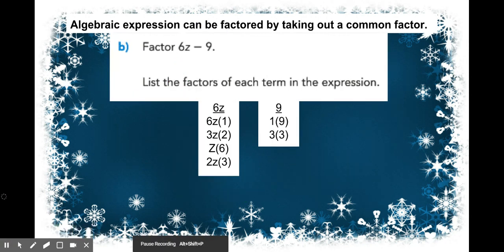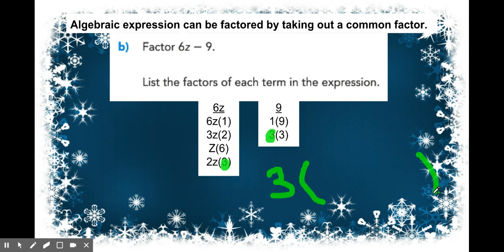All right, now let's look at factoring 6z minus 9. Well, first I have to say, okay, what factors give me 6z? Well, I have 6z times 1, 3z times 2, z times 6, and 2z times 3. And what factors give me 9? 1 times 9, 3 times 3. I say, okay, what's the greatest factor they have? Well, they both have 3 in common. So that means I'm going to factor out a 3. And how many times does 3 go into 6z? Well, it goes in 2z times minus, how many times does 3 go into 9? 3 times.